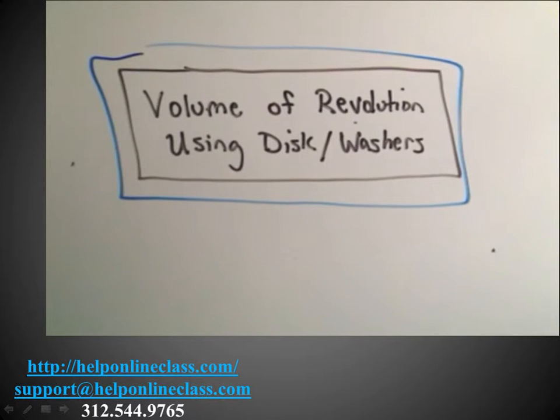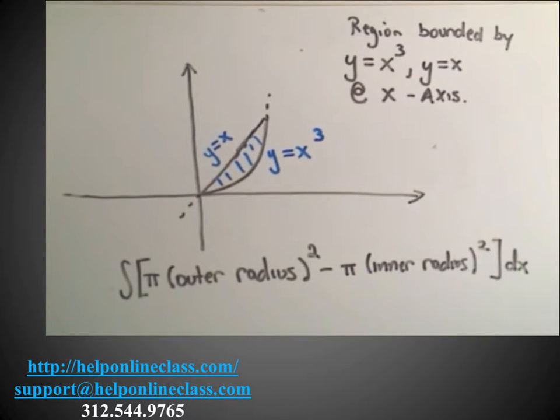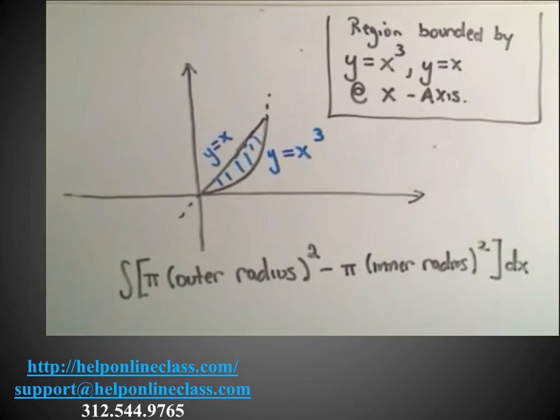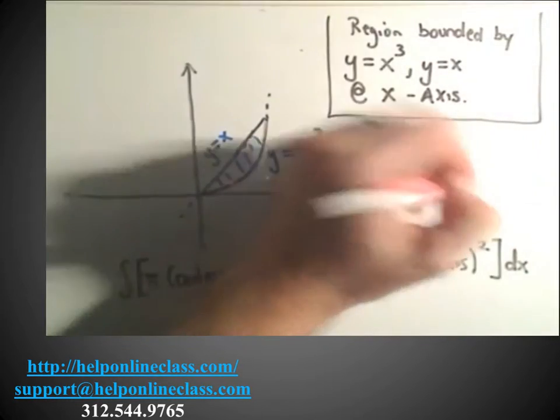Okay, in this video I want to do a volume of revolution problem using disks and washers. The problem we're going to do here, I've already got a little bit set up. We're going to do the region bounded by y equals x cubed, y equals x, and we're going to rotate that, in this case, just about the x-axis. So we'll go about the good old x-axis here.